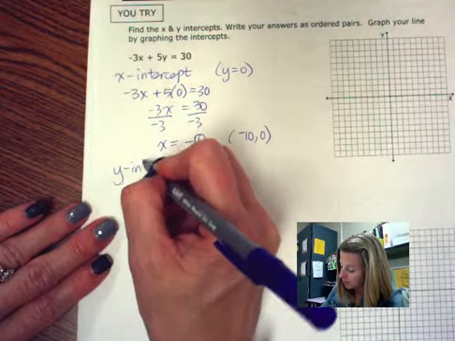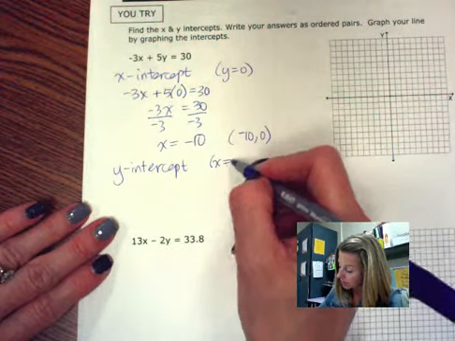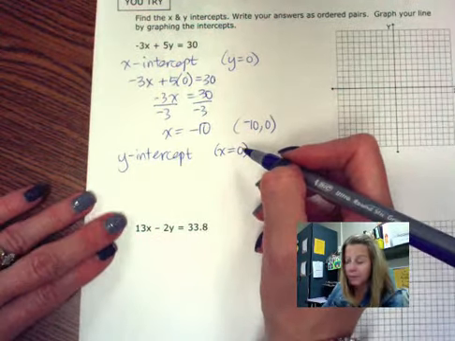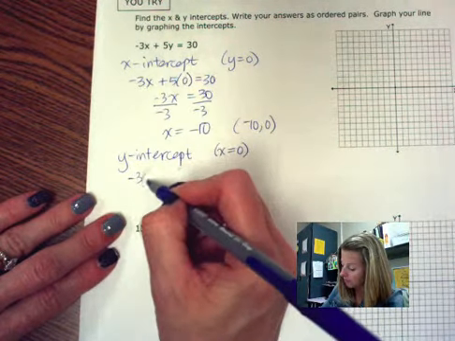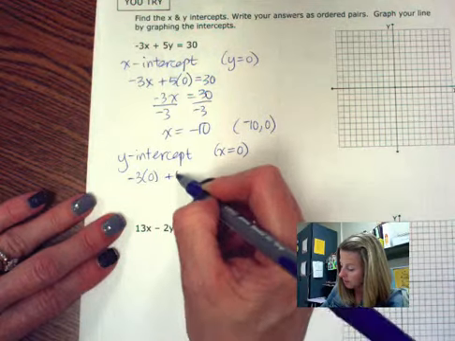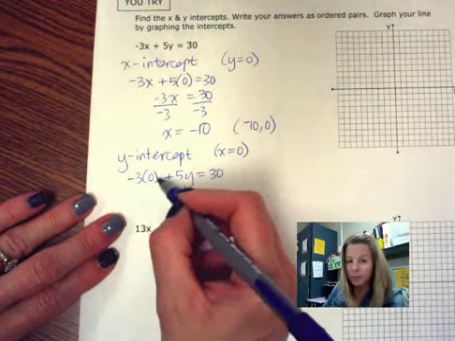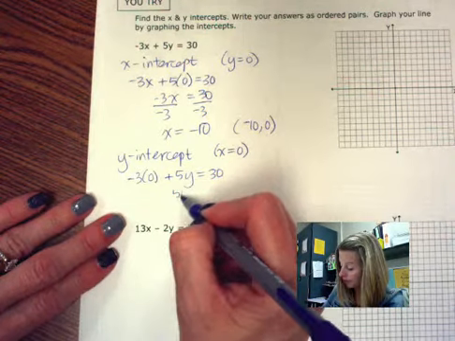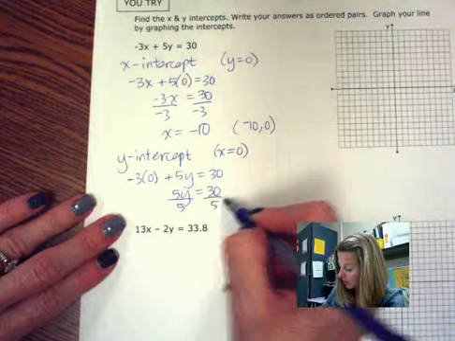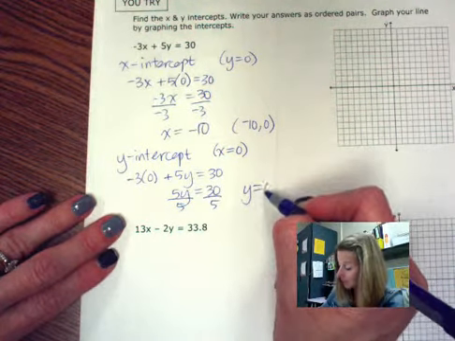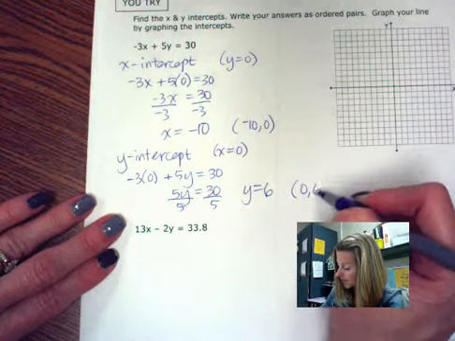My y-intercept, and when you do a y-intercept, you plug in 0 for x. So substitute in 0 right here for x. So I would have negative 3 times 0 plus 5y equals 30. Of course, I get 0 on the front end here, so I'm just left with 5y equals 30. Divide, divide, so y is equal to 6. And my ordered pair is 0, 6.